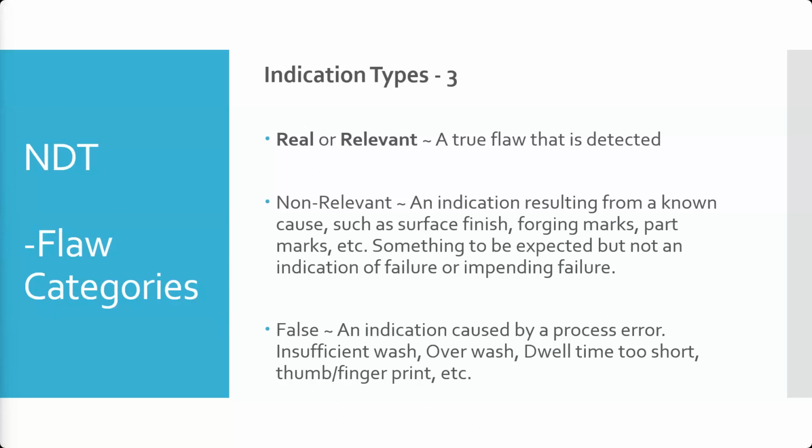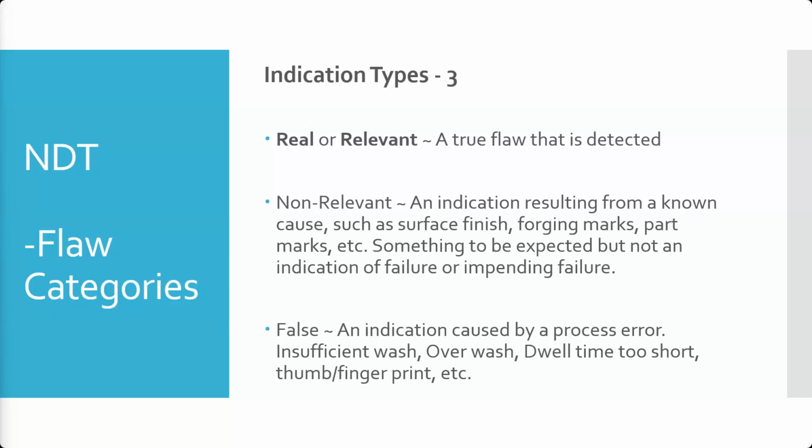Now, just because you have non-relevant indications, the big thing with non-relevant, you've got to be careful. If you have areas where you're going to get non-relevant indications, what do you think that can do to real or relevant indications? Say you're looking for a crack down in a corner. What do you think a non-relevant indication in that same corner could do? Could be hard to detect. It can hide a relevant indication.